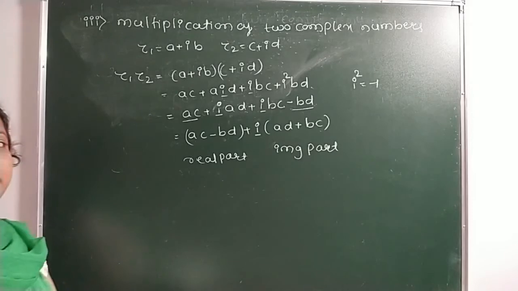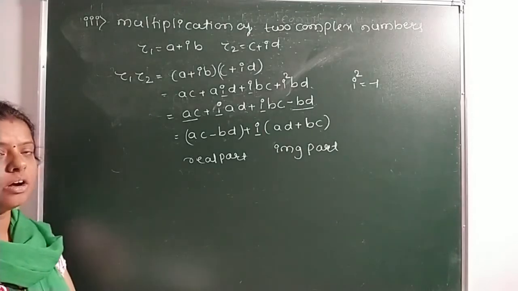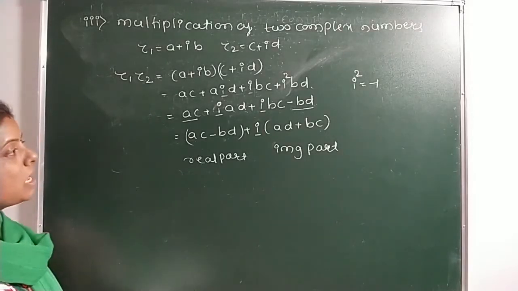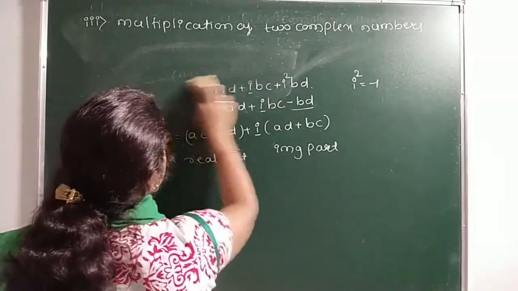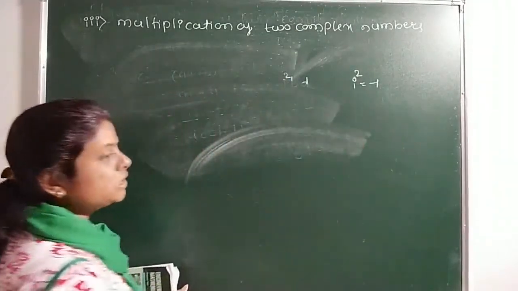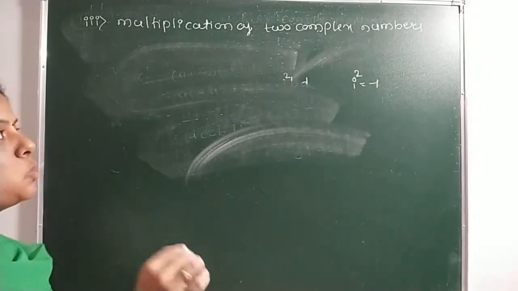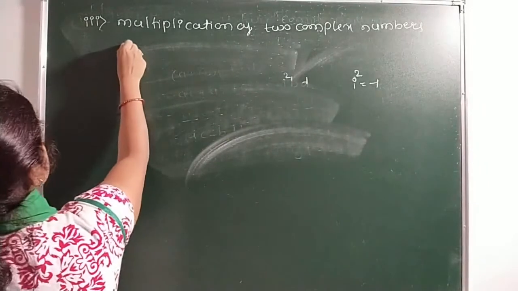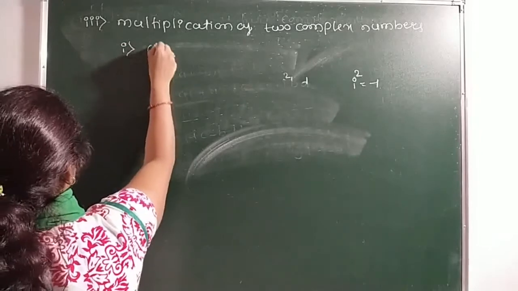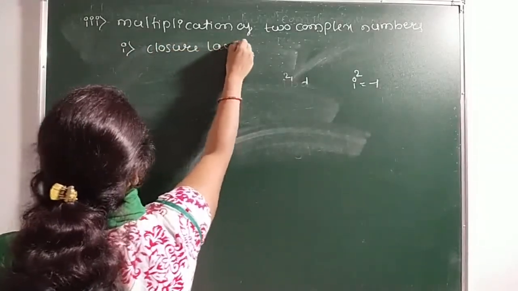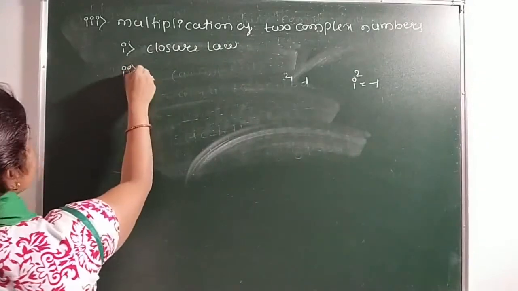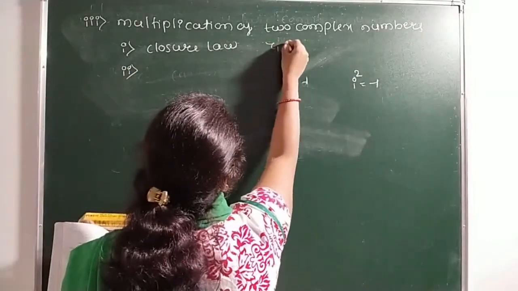Here, similarly to what we did in addition, some laws are satisfied. Similarly, here also some laws we have to get satisfied. The same laws we have to take here. The first one is the closure law. Closure law. Then the same condition here you have to get satisfied.